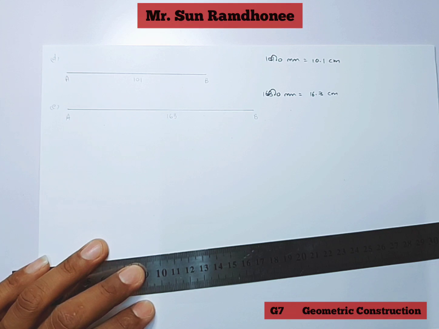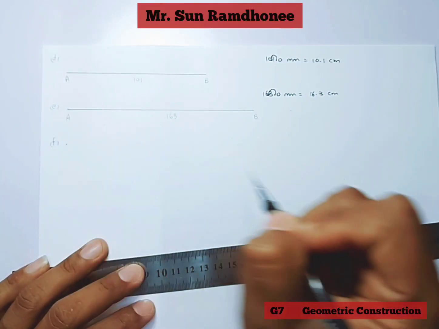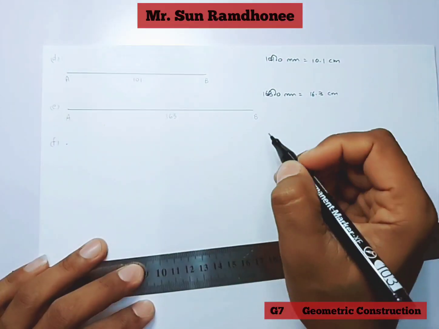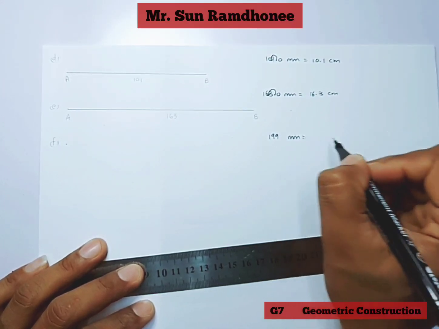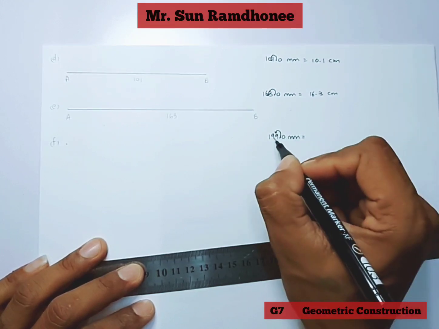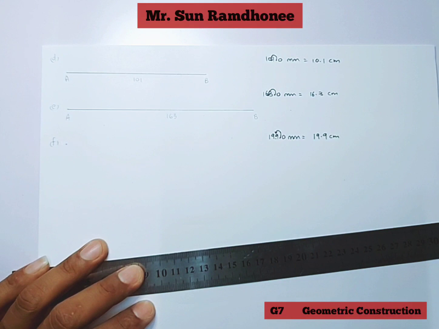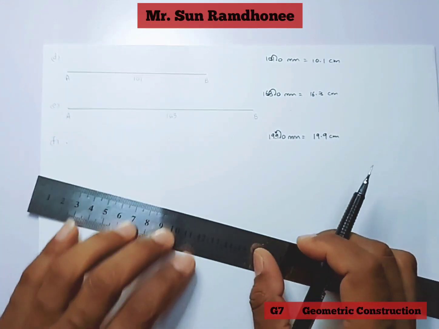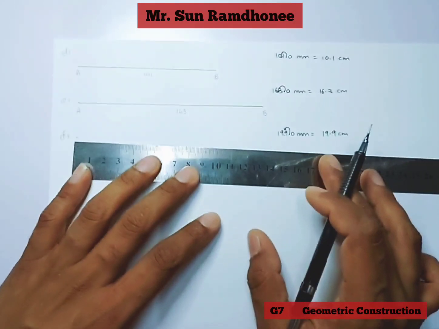Next we have 199. So we use the first dot. We're going to write 199 is equal to 199.0. Same here, it will be equal to 19.9 centimeters, and then we're going to place the 0 mark here.